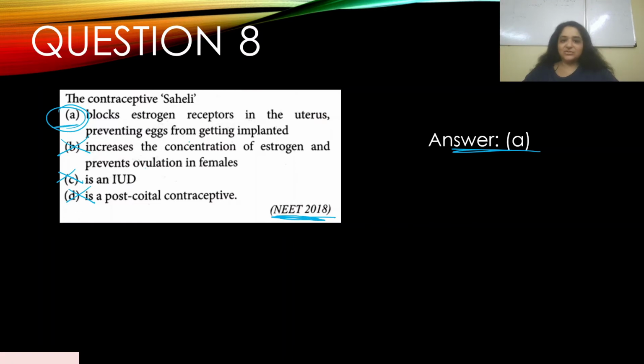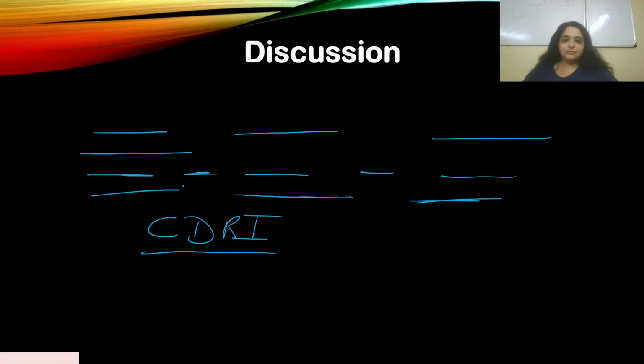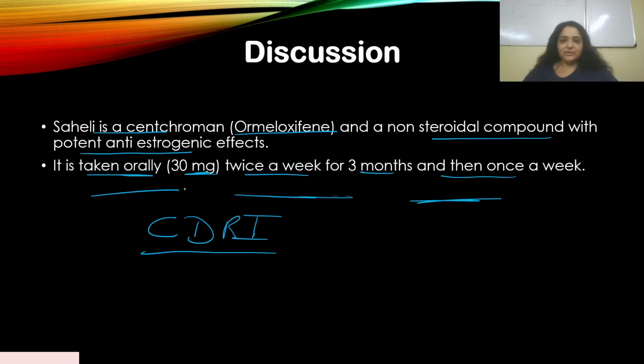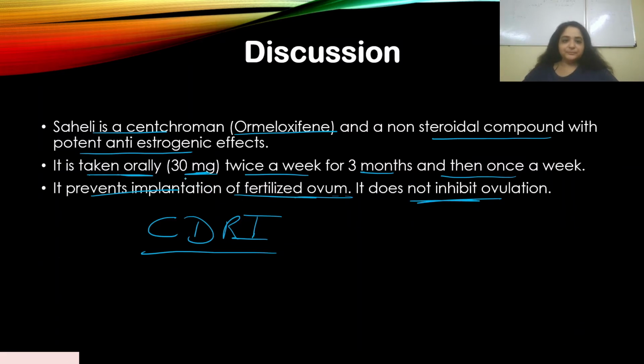It blocks estrogen receptors in the uterus, preventing eggs from getting implanted. It's not used as an emergency contraceptive because you have to follow a schedule. It has to be taken twice a week for 3 months and then once a week, obviously under your doctor's instructions. And how does it work? It prevents implantation of fertilized ovum, but does not inhibit ovulation.